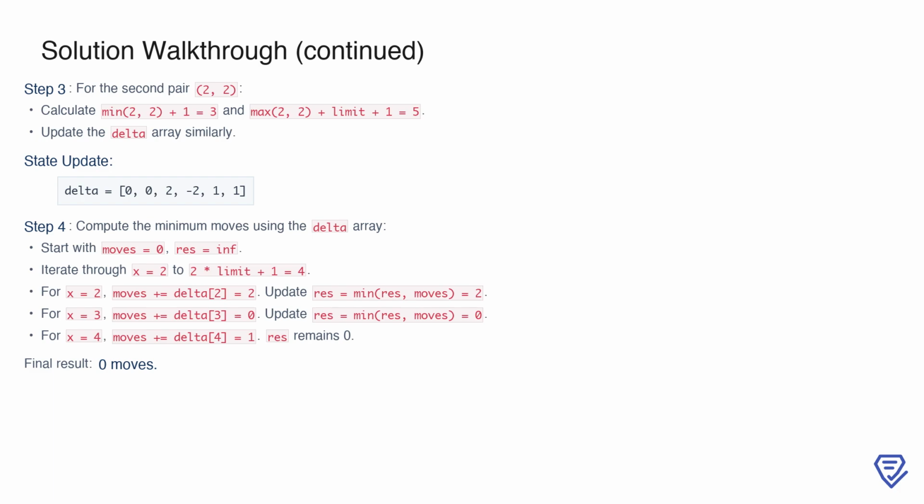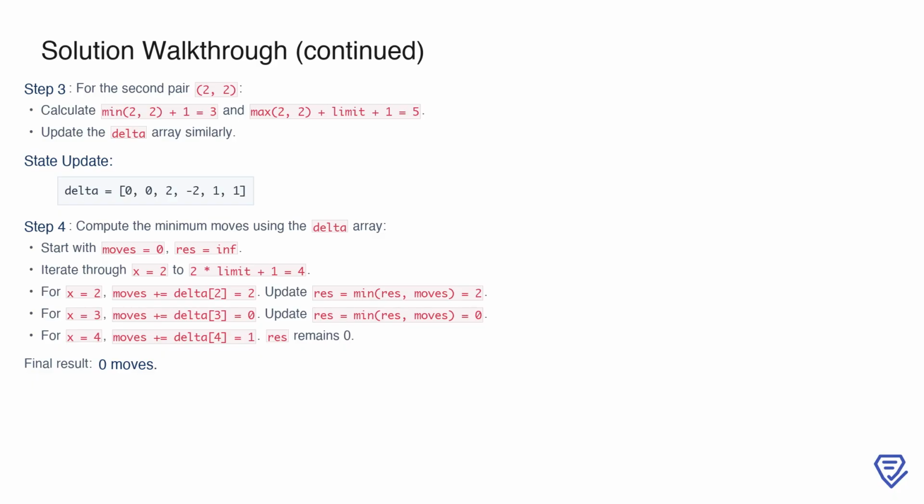Now, for the second pair, 2, 2, we repeat a similar process. The smallest possible sum is min(2, 2) plus 1 equals 3, and the largest possible sum is max(2, 2) plus limit plus 1 equals 5. We then update the delta array accordingly, and the new state of delta becomes 0, 0, 2, -2, 1, 1. To calculate the minimum number of moves required, we use the delta array.